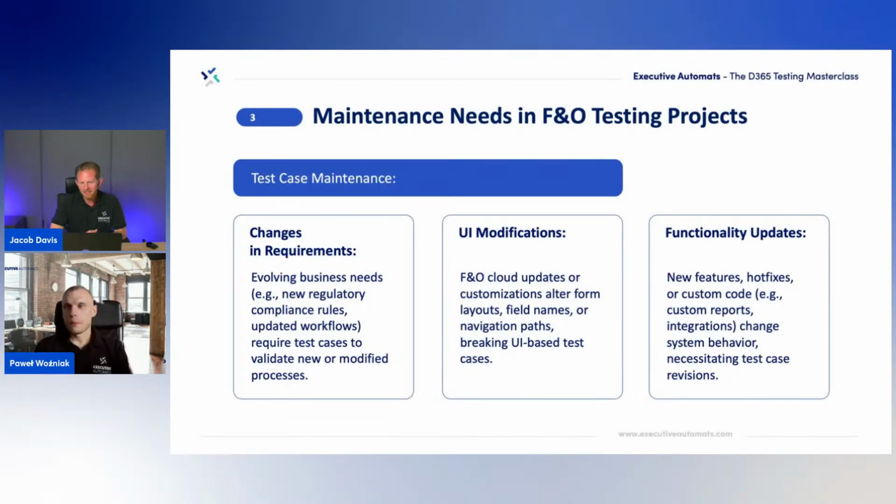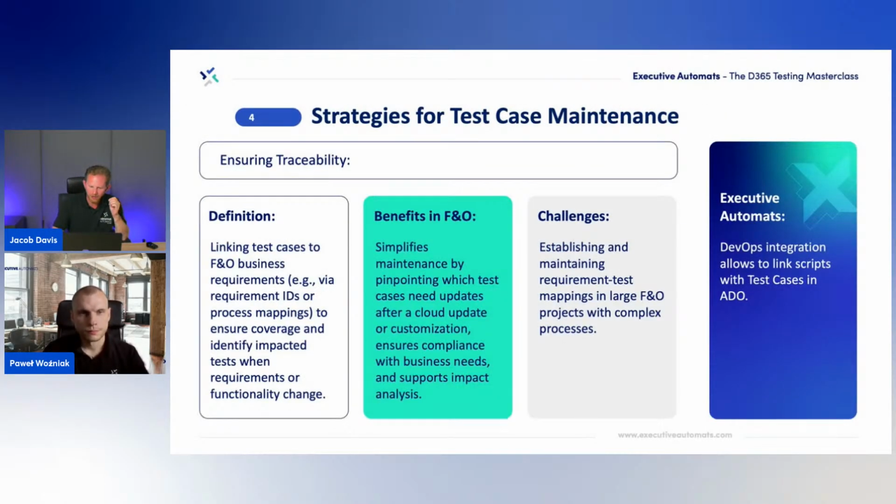So maintenance needs, test case maintenance, changes in requirements, UI modifications, functionality updates. You've explained these a good bit, so where do we go from here? Changes in requirements, we've explained that. UI modifications, that's been explained. Functionality updates, it's been explained. I think we have some examples of such things that we're going to talk about. Or maybe traceability we talk about before.